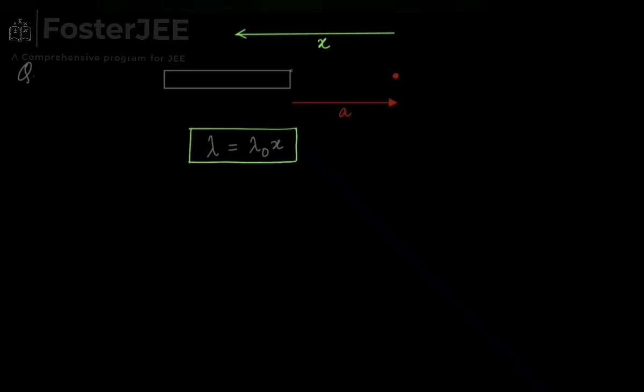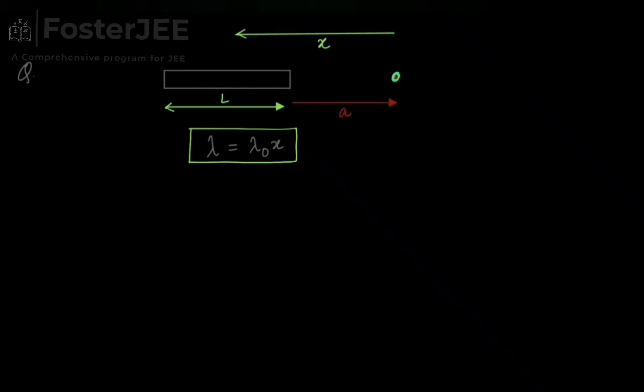Hence we can say at this end of the rod, the linear charge density would be lambda equals lambda naught a. And if the length of the rod is L, in that case the linear charge density would be lambda naught (a plus L). This is the meaning of lambda naught x. Now we have to evaluate the value of net electric field at this point due to this rod.